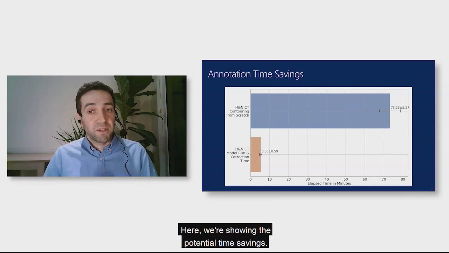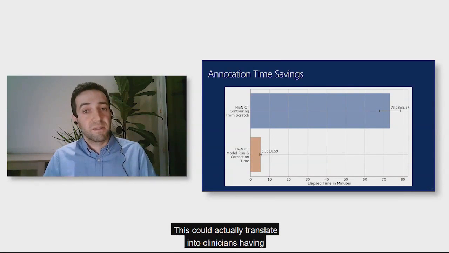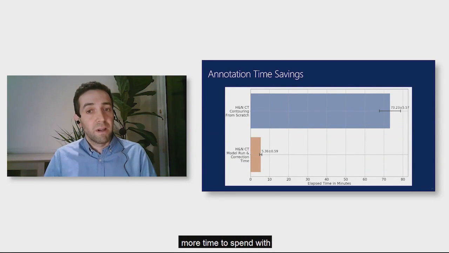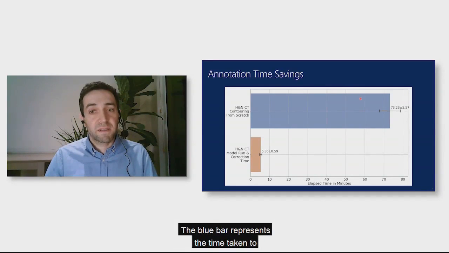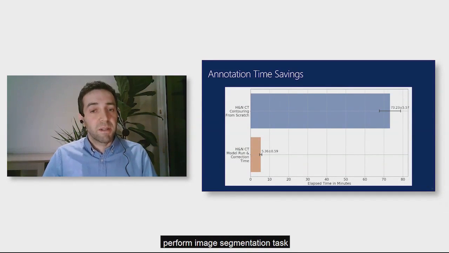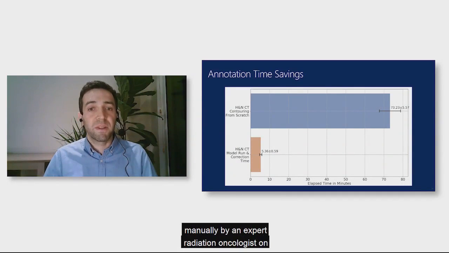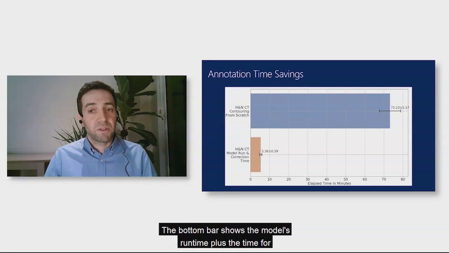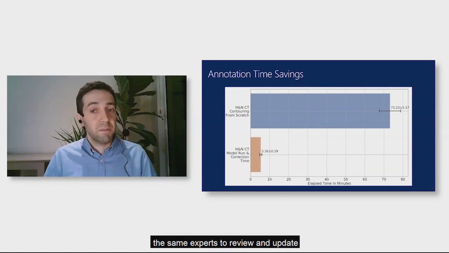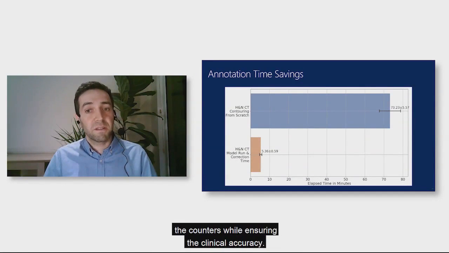Here we're showing the potential time savings, and this could actually translate into clinicians having more time to spend with their patients for person-to-person interactions. Let me explain in more detail what we did here. The blue bar represents the time taken to perform the image segmentation task manually by an expert radiation oncologist on 10 head and neck CT scans with varying imaging quality. And the bottom bar shows the model's runtime plus the time for the same expert to review and update the contours while ensuring clinical accuracy.